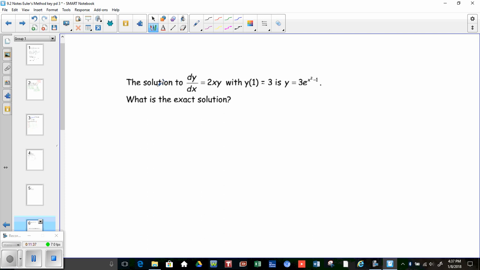This is one that you're going to have to make a correction on your paper. Your paper right here says 3x to the x squared minus 1. It should say 3e to the x squared minus 1. So change that. This right here on your paper is wrong. Change that to e, because yours says x.